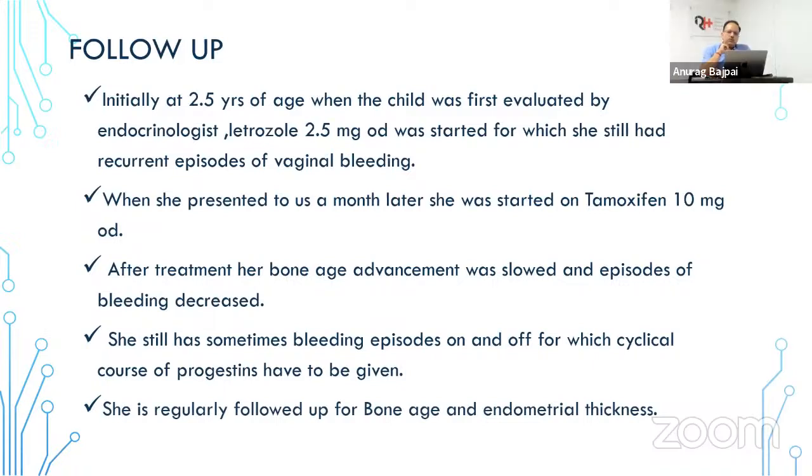And how is her growth pattern? She is, I think, in the normal range for height at the moment. Sir, she is presently 10 years old, and she came last at 9 years of age and her bone age was around 10 to 11 years. Okay, and she hasn't entered into central precocity as well.